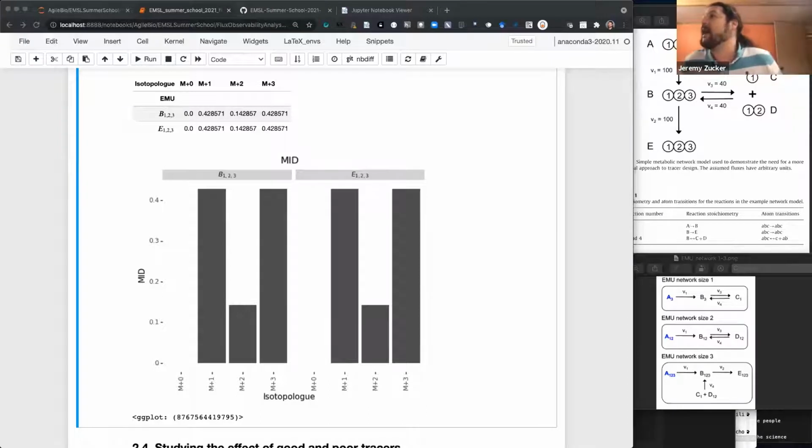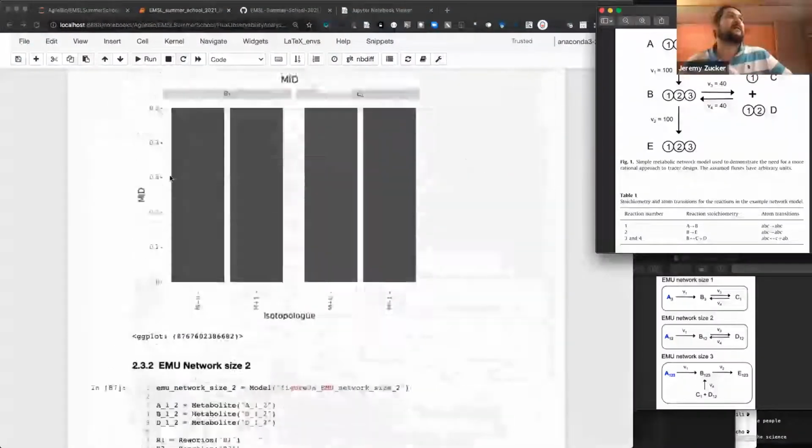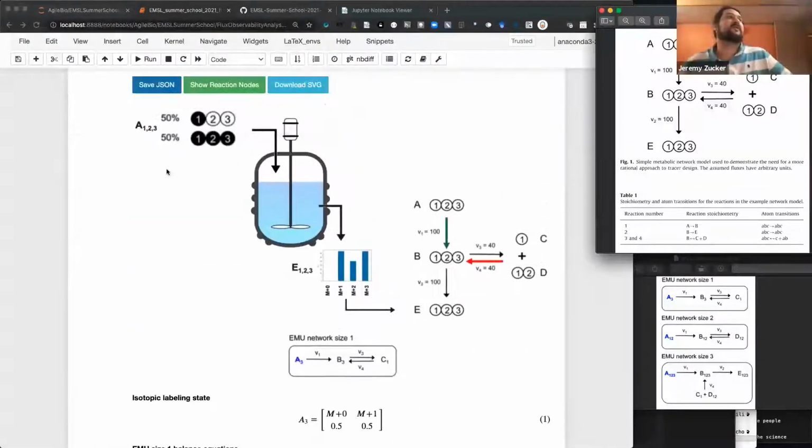Okay, sorry. How are M0, M+1, M+2 calculated for A? Sorry if I missed it. Oh, so you didn't miss it. What happened is A was given to us. If we don't know the initial isotopic labeling state of A, then we can't do any of this, right? So if we go back here to our original experimental design, A123 is given to us. We say we're going to choose the isotopic labeling state such that 50% of it is 1 labeled and 50% of it is 1, 2, 3 labeled.